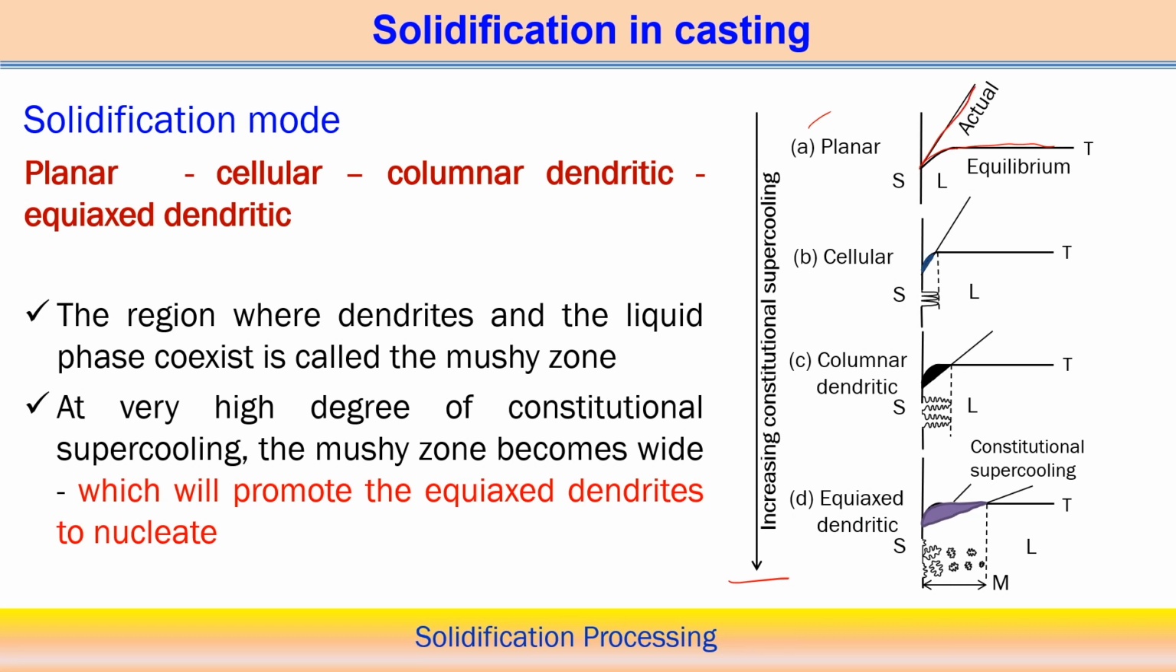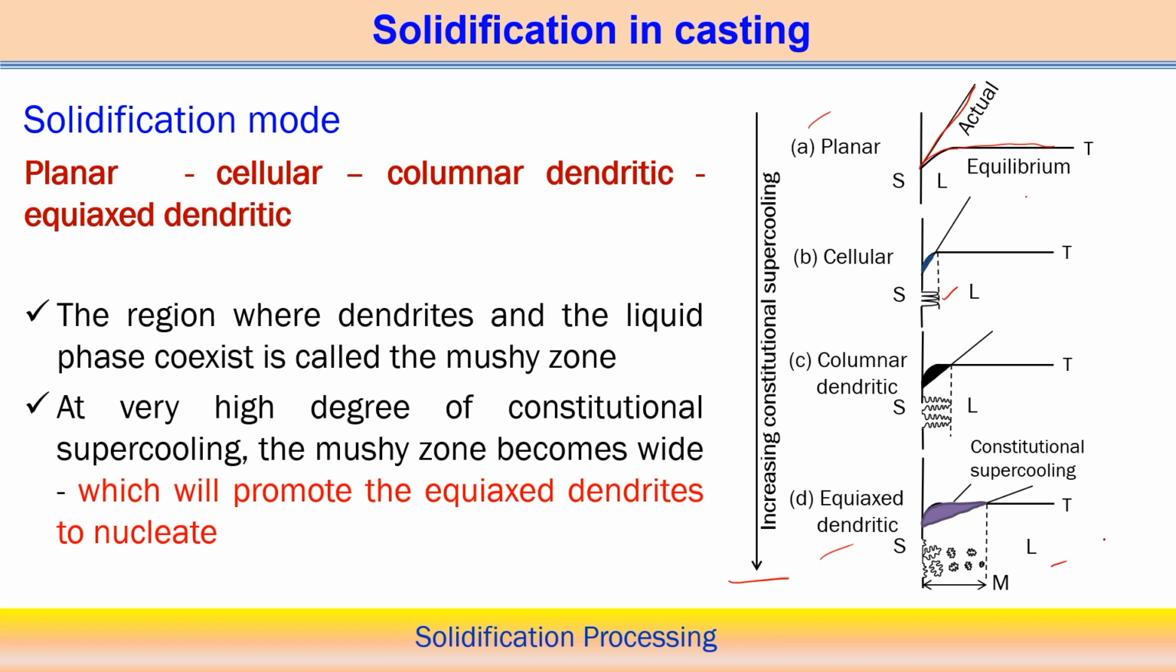Now the cellular structure has a very small degree of constitutional supercooling. This side is the solid phase and that side the liquid phase, and between them the solidification front creates a kind of cellular structure, but with a small amount of constitutional supercooling. For columnar dendrite, the supercooling is a little more than in the previous one, and it creates the columnar dendritic structure. If it is much more, then it will create the equiaxed dendritic structure.